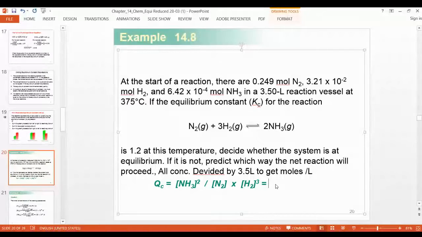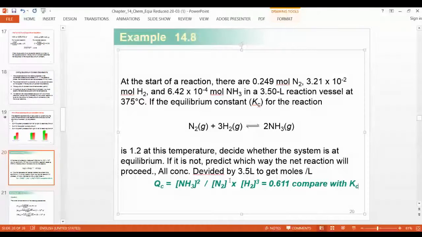For example, the Qc value you will get is 0.611. 0.611, right? Now you have to compare this value with Kc. How much is Kc? 1.2. So Kc is 1.2.